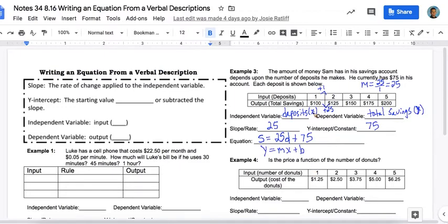Okay, and this one already had the table, so we are good to go. We've done everything we needed to do.